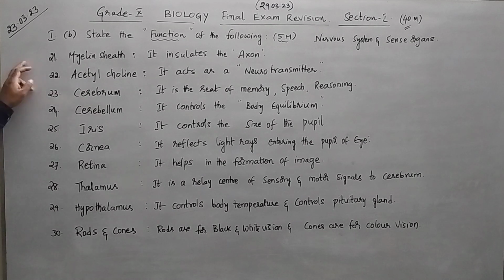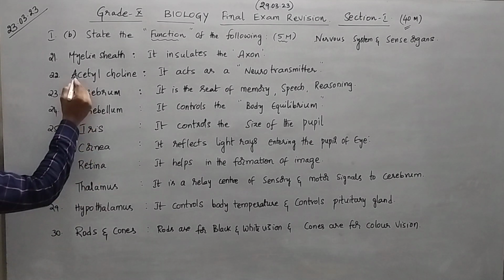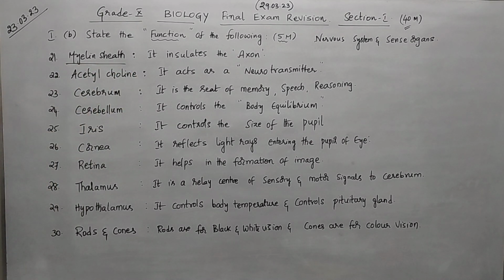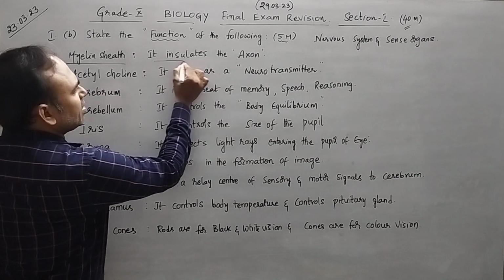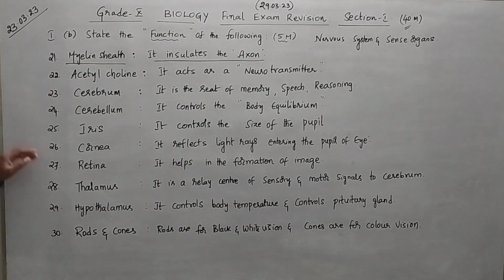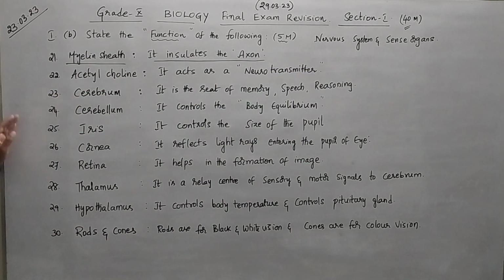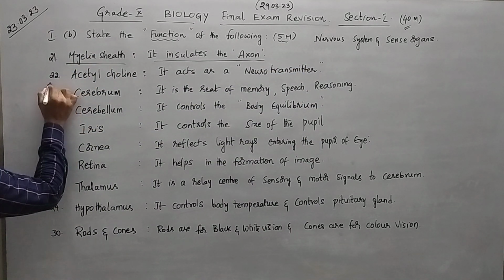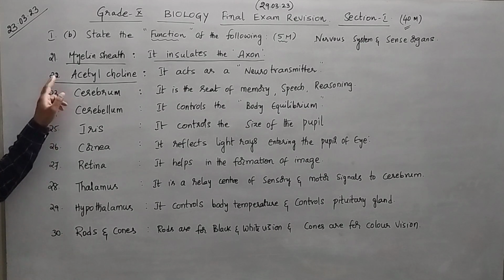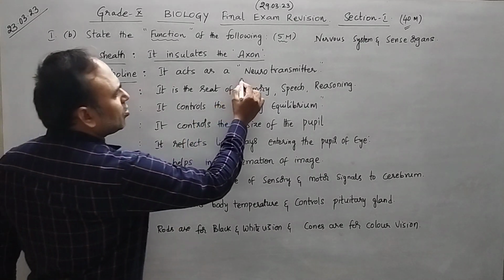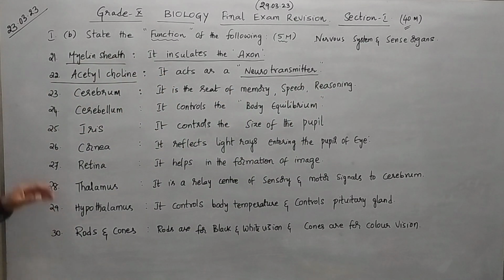Next, let us see from 21 to 30. Myelin sheath. What is the function of myelin sheath? It insulates the axon. We are discussing the nervous system and sense organs, the function of this organelle. 22nd, acetylcholine. What is the function? It acts as a neurotransmitter. So acetylcholine acts as neurotransmitter.